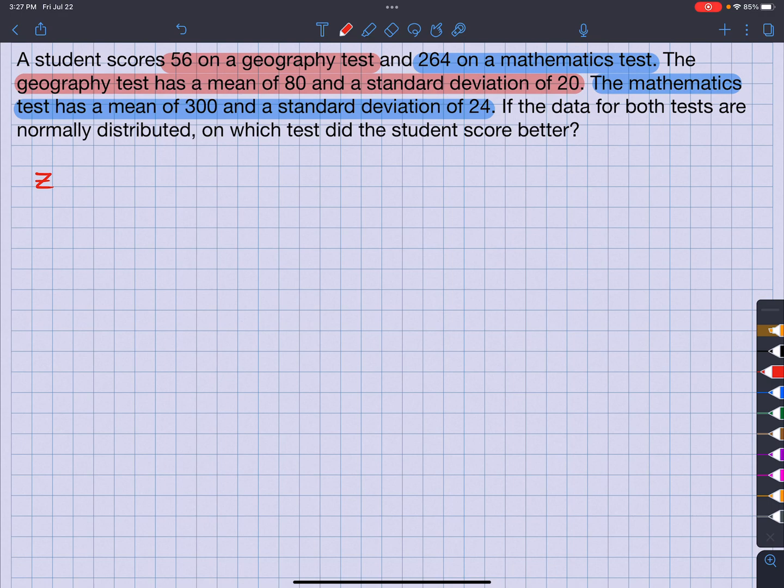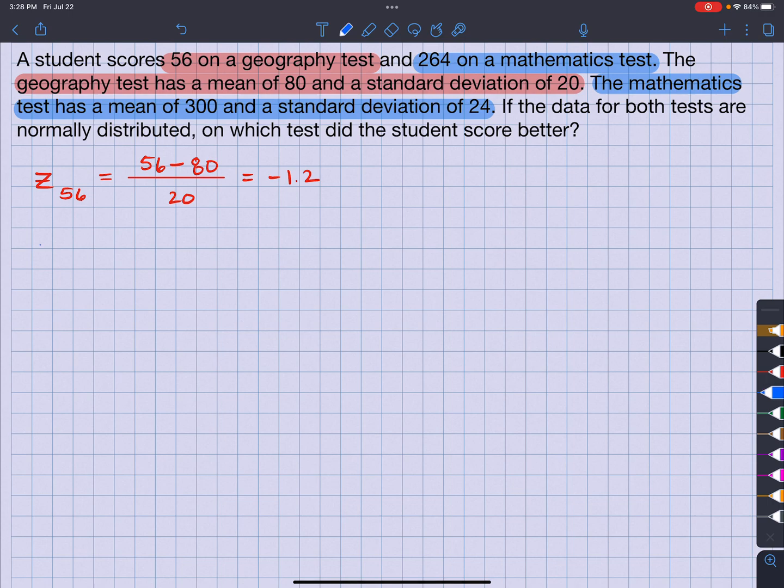which is the z-score for the 56. So that is going to equal the 56 minus the mean, which is 80, divided by the standard deviation, which is 20. Let's see what that gives me. So I have 56 minus 80 divided by 20. Awesome. This equals negative 1.2.